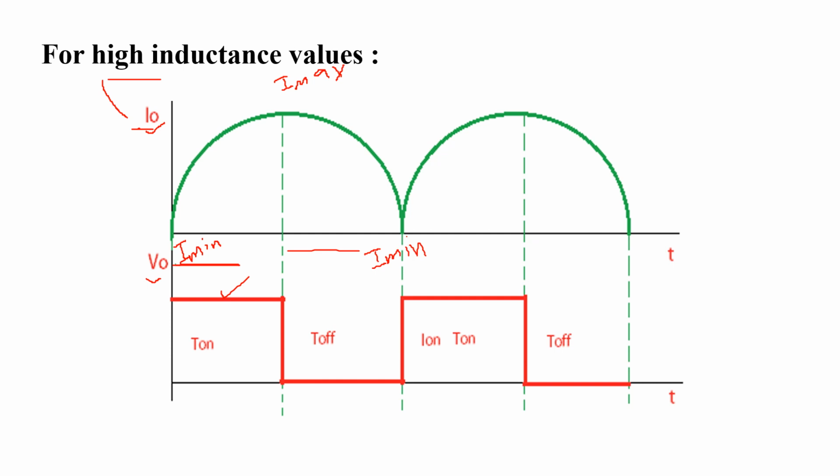Whenever the load current reaches the minimum value I minimum, the chopper starts conducting and we get the output voltage. Whenever the load current reaches I max, the chopper starts commutating and we get 0 output voltage. Again, the same cycle repeats.